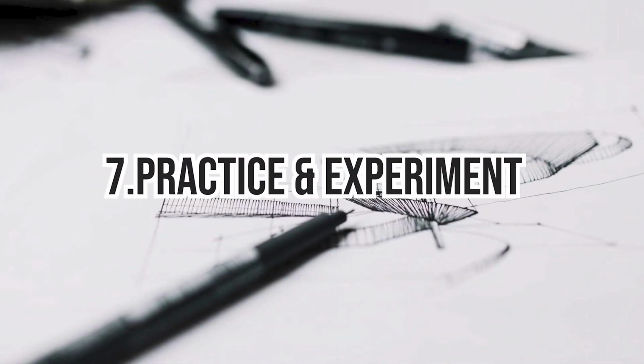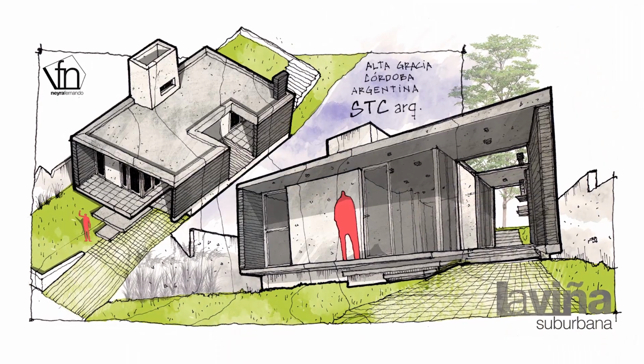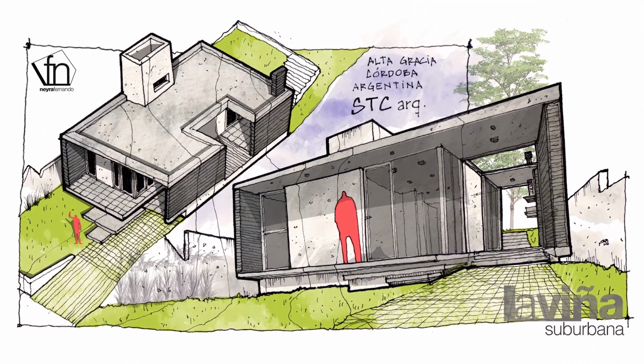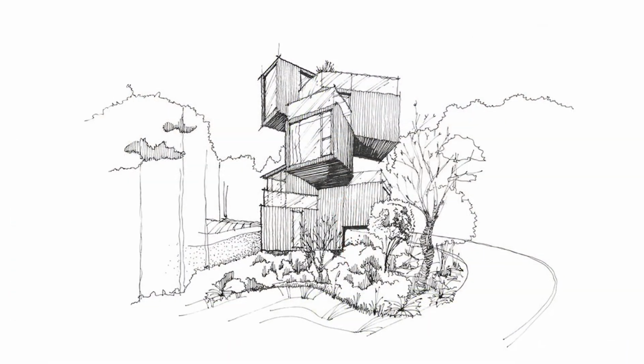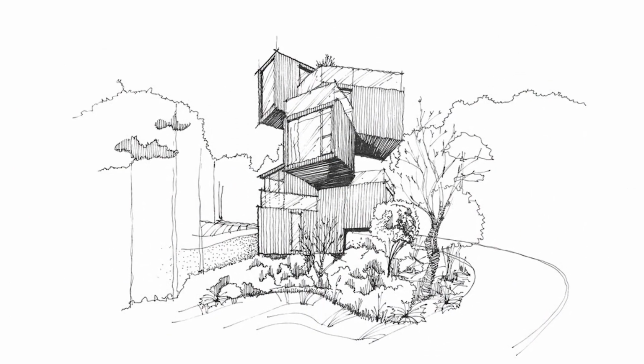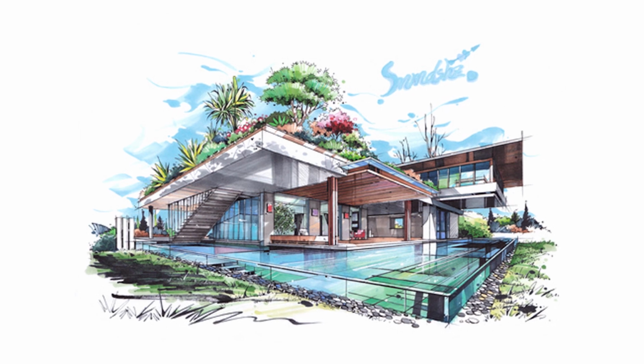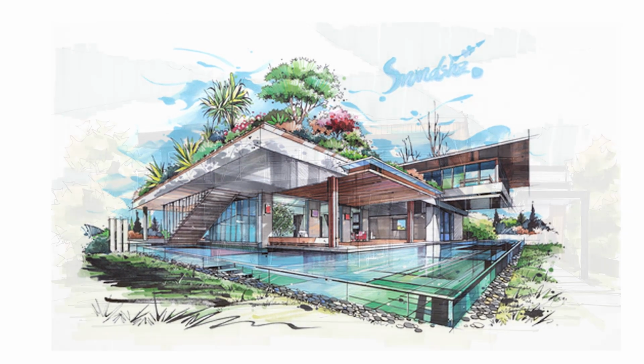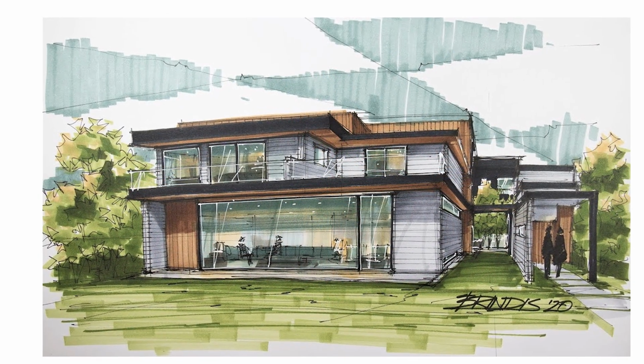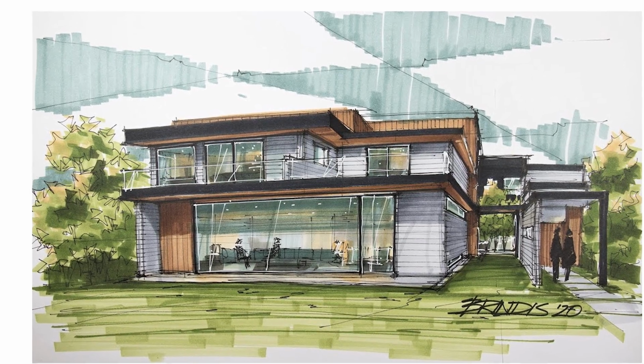Practice and experiment. Finally, don't be afraid to experiment and try new techniques. Study the works of different architects, artists, and designers to understand different styles of architectural sketching. Look at how they create lines, shading, textures, and annotations to create different effects. Develop your own unique style by combining elements from different styles that you admire. This can help you create sketches that are unique and representative of your own vision.